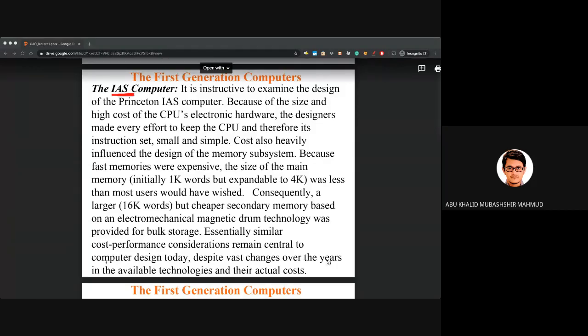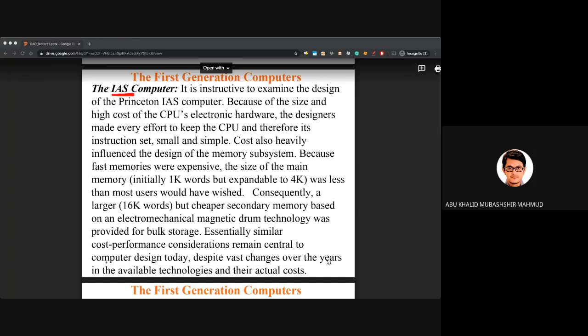It is instructive to examine the design of the Princeton IAS computer. Because of the size and the high cost of the CPU's electronic hardware, the designers made every effort to keep the CPU and therefore its instruction set small and simple. Cost also heavily influenced the design of the memory subsystem. Because fast memories were expensive, the size of the main memory, initially 1 kilo words but expandable to 4 kilo words, was less than most users would have wished.